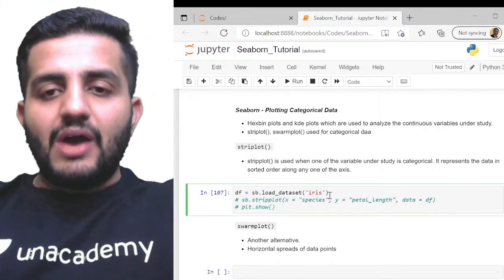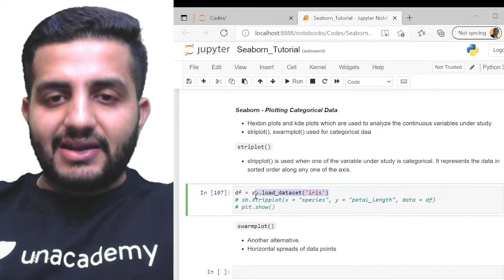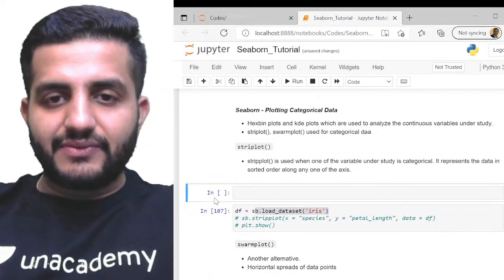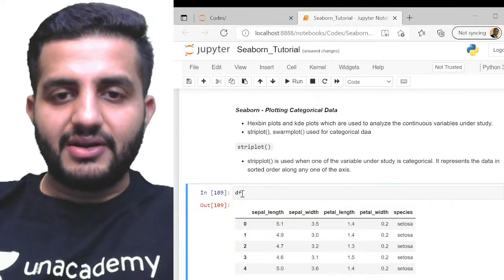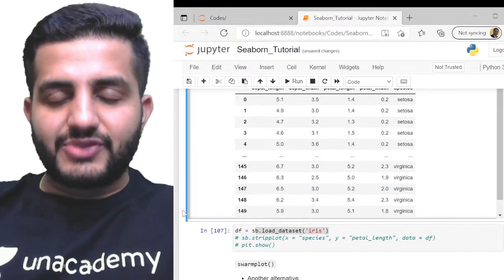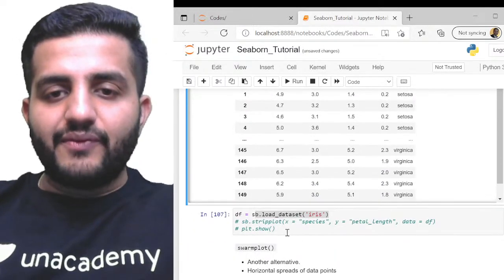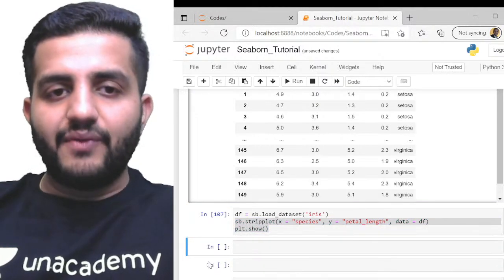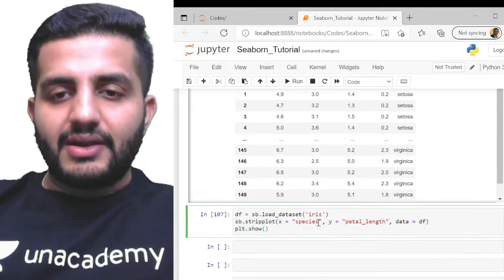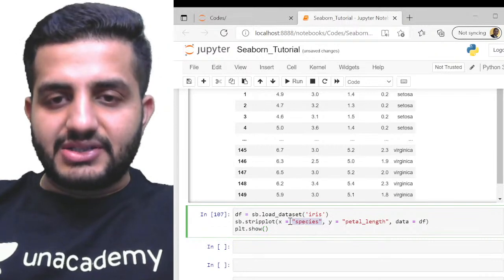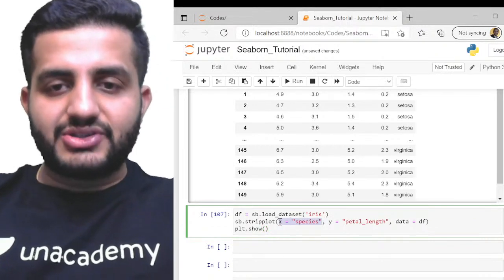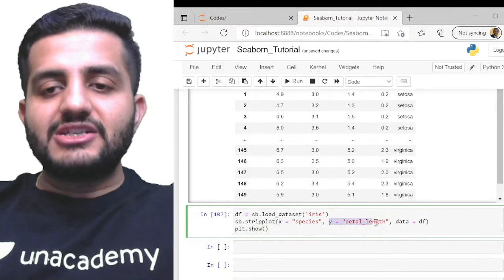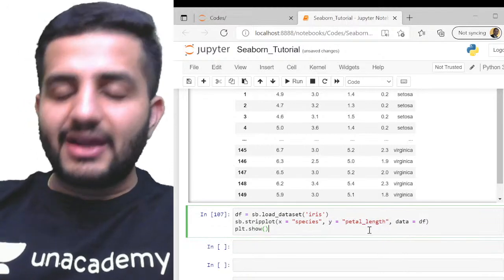Now I have loaded the same iris data set. I've shown you the data set, which is df, so I'll just print it here. This is the same data set which I've plotted. Now what I want from this is for x to be my species, and y is my petal length, which is one of my numerical variables.